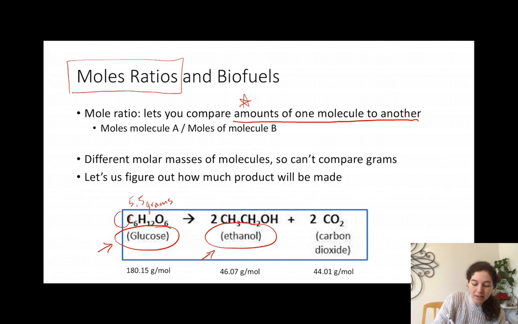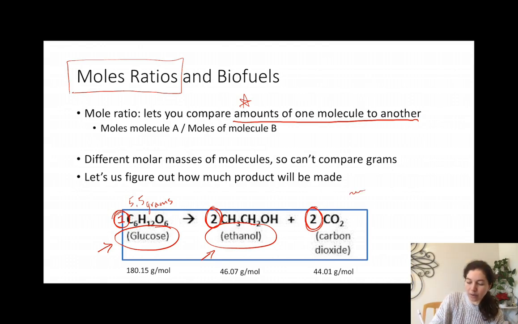Right here, this is an understood one, we just don't write them. So for every one molecule of glucose, there are 2 molecules of ethanol. For every 1 molecule of glucose, there are 2 molecules of carbon dioxide, or 2 moles, we can think of it that way. We can also say that for every 2 moles of ethanol, there are 2 moles of carbon dioxide. So these are ratios. These numbers in front of your chemicals are telling you how many there are.